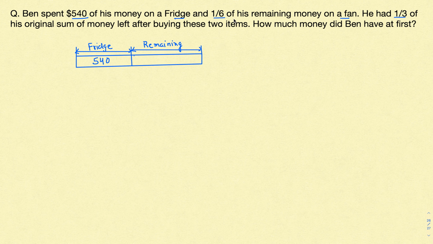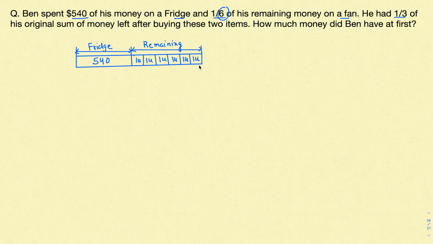So how many parts do you think we should divide this remaining money into? We should divide it into 6 parts, so that we can take one part of it to show that he has spent this one part out of 6 to buy a fan. So let's divide this remaining money into 6 equal parts. So let's say 1, 2, 3, 4 and 5. So these are the 6 units. So 6 units of remaining money he is left with.